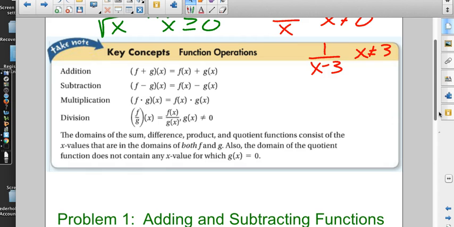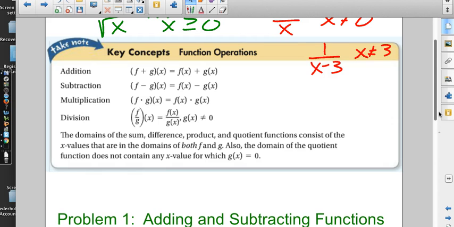And division. Now this is the one where we start worrying the most about dividing by 0. It doesn't mean it's not going to happen with the other functions. It might. But that's where we really have to start thinking of division. I can't divide by 0. The domains of the sum, difference, product, and quotient functions consist of the x values that are in the domains of both f and g.